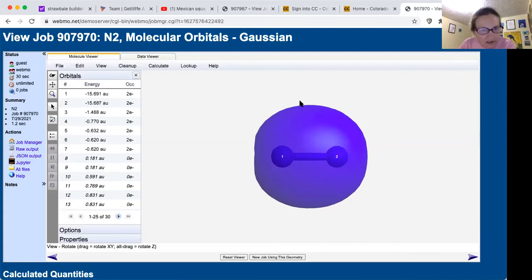So I have 2 electrons in this orbital. So if you look over here, it gives you the energy of negative 15.691, and it tells you there are 2 electrons, and it's sigma.